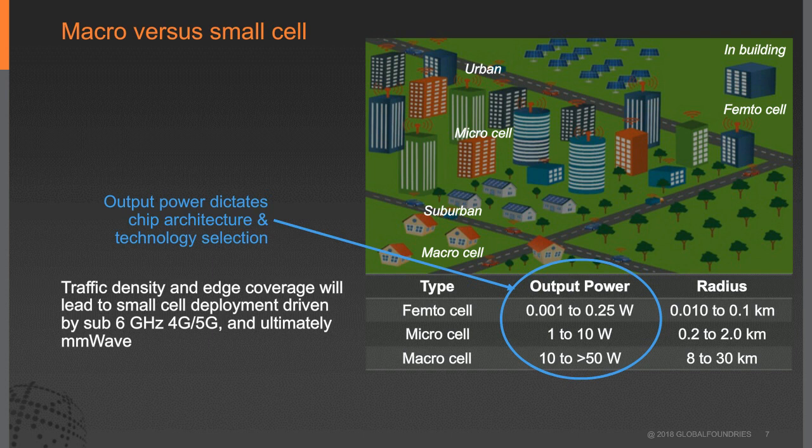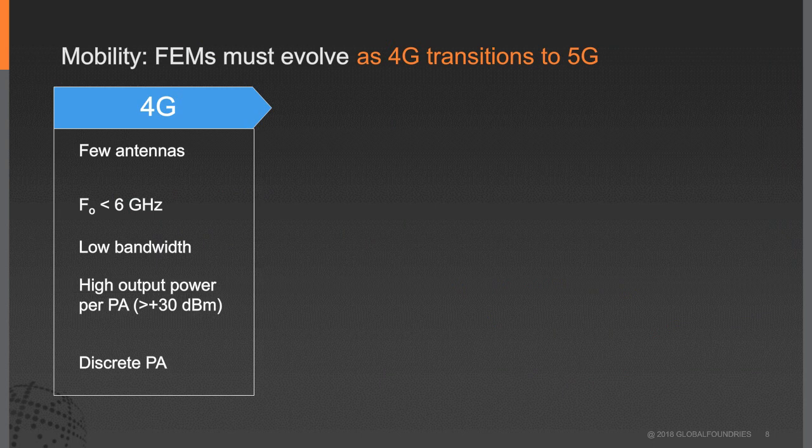In a heterogeneous network, small cells will work in conjunction with the macro cells to provide uninterrupted coverage for end users. Traffic density and end coverage will lead to small cell deployment driven by sub-6 gigahertz 4G, 5G, and ultimately millimeter wave using phased arrays with better coverage at the edge of the network via spatial multiplexing. Now let's talk about how the front-end modules are evolving. This slide shows the transition as we move from 4G to 5G.